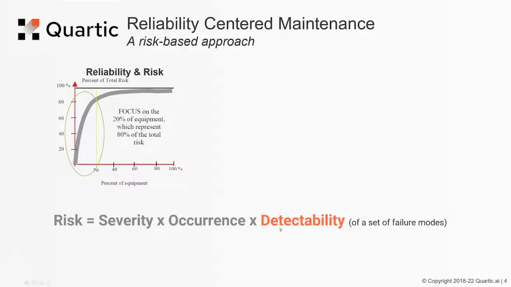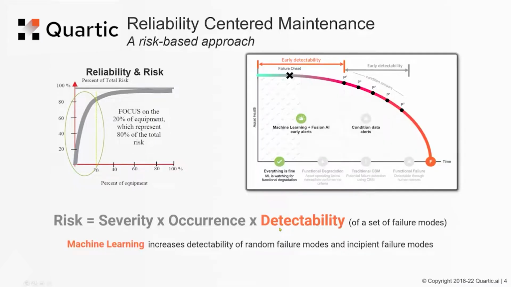And finally, we have detectability, which is what we're using machine learning to improve. We want to detect failure modes that may be missed or caught too late using simple condition sensors like vibration, and we want to detect these anomalies earlier and predict potential failures before they happen so we can mitigate these issues.